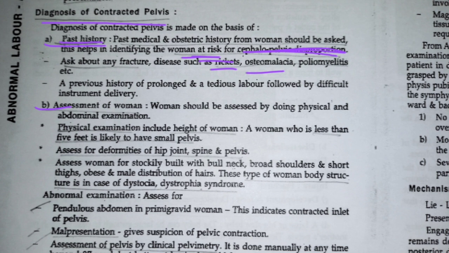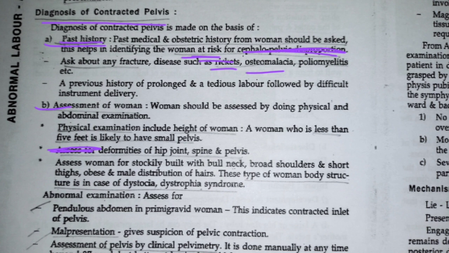In the process, we will take the height. If the woman is less than 5 feet, then it indirectly indicates the woman may have a small pelvis. But it's not a problem for every woman. Okay, no need to worry about it. It may be a problem in only about 10%, as a problem in a later condition.